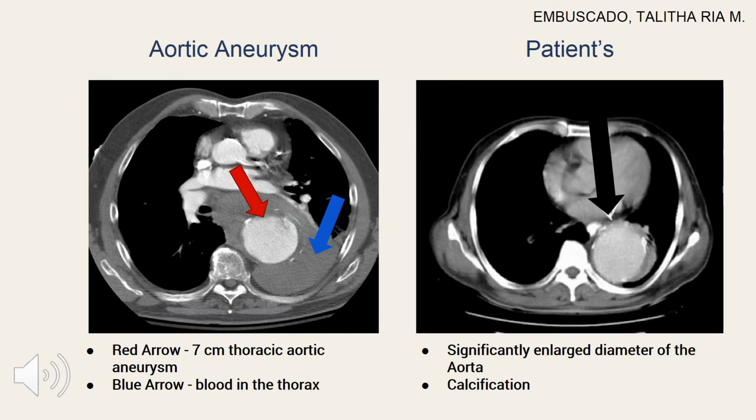On the left side, we see a CT scan of a patient whose aortic aneurysm ruptured. The aorta can be seen as the white radiodense circle surrounded by a gray field which signifies hemorrhage in the thoracic cavity. The red arrow shows the thoracic aortic aneurysm, and the blue arrow is the blood in the thorax. The right side picture is the patient's CT scan, which shows a dilated aorta and some calcification. This is important because calcification is found to be associated with risk for rupture.